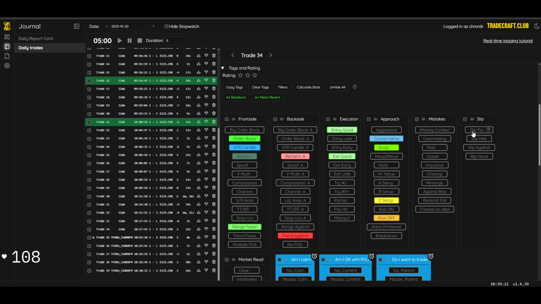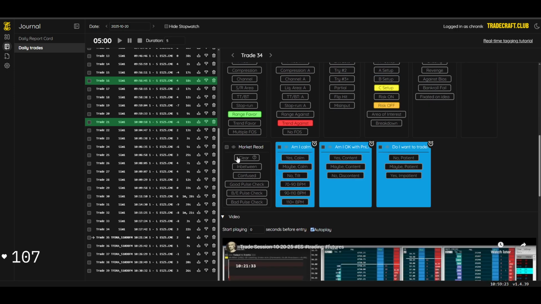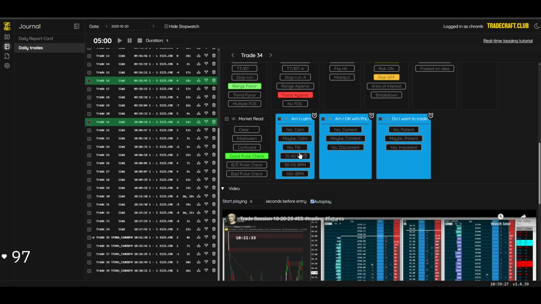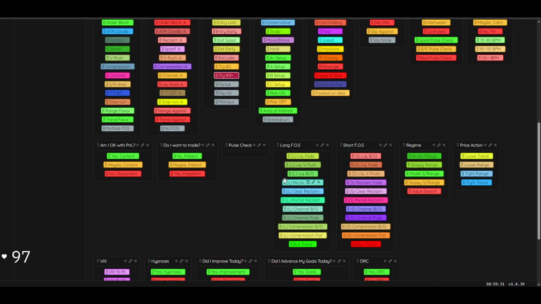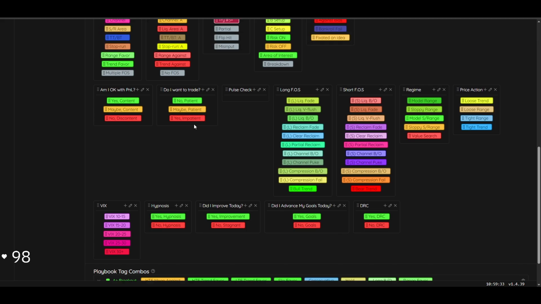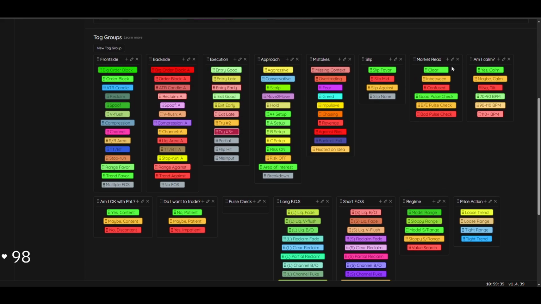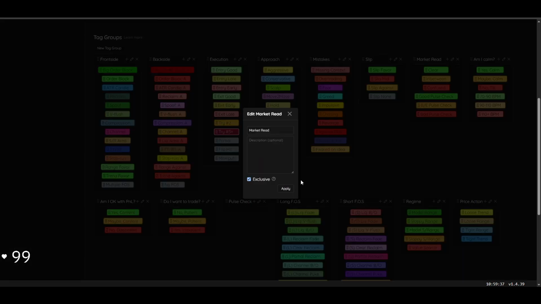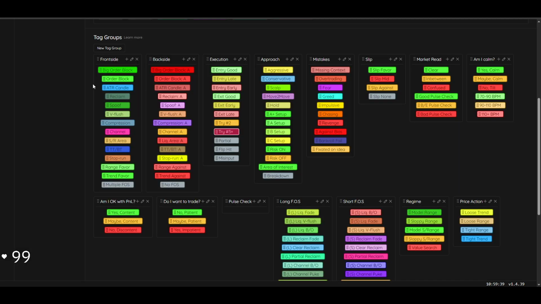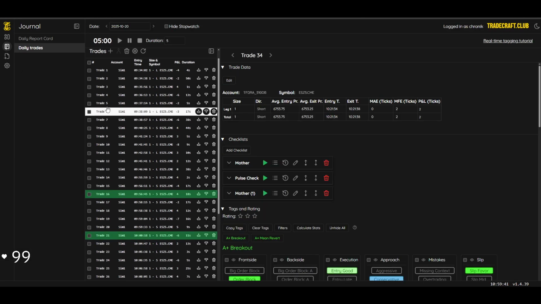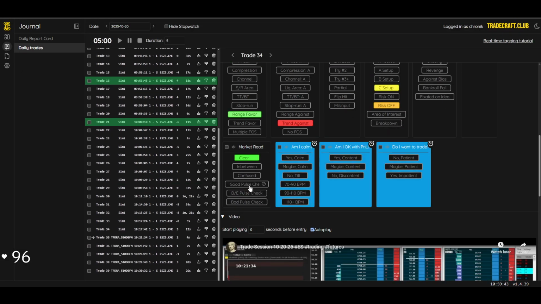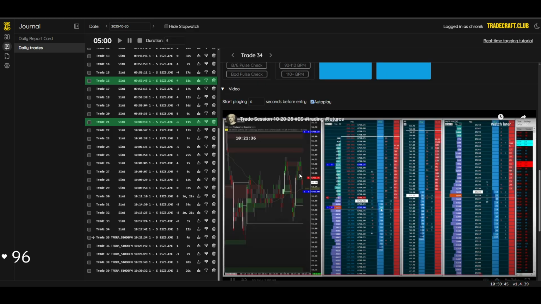No mistakes. Did have slip favor. I was pretty clear about this because I had drilled for so long. I had good pulse checks. Oh, these are not supposed to be exclusive. One moment, please. Where's clarity? Market read. Exclusive, no, apply. Market read, clear, good pulse check, calm.